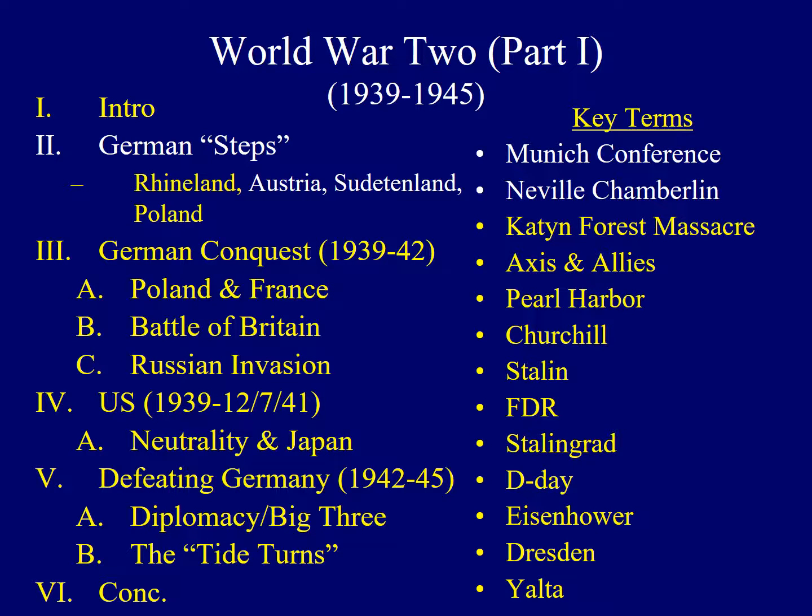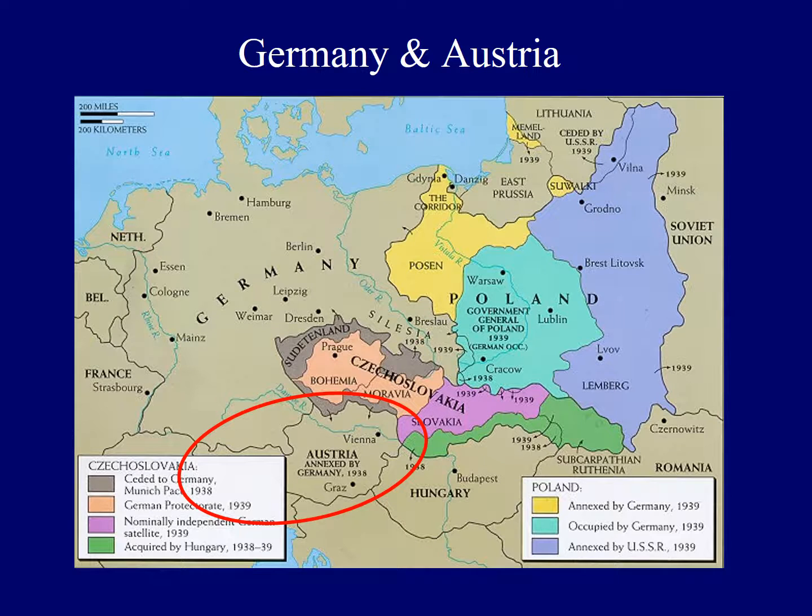The next steps dealt with Austria and the Sudetenland. The circled area on this map identifies Austria. If you remember, Hitler was actually born in Austria. He wanted to unify Germany and Austria once again. They had been in the past at different times, but Hitler wanted to make it permanent.